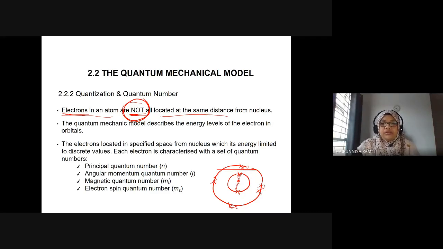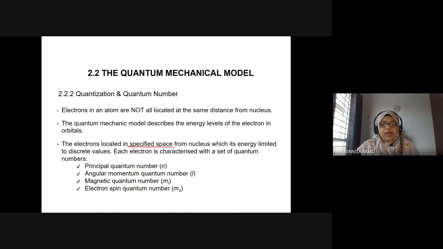Okay, so this quantum mechanic model describes the energy level of the electron in the orbital. So dalam ni sebenarnya adalah tempat dia dalam bentuk orbital. Mungkin kita nampak dia macam bulat juga actually, but dia bukanlah bergerak really follow the orbit. Okay, macam tadi awal-awal saya tunjuklah dia dalam bentuk wave.